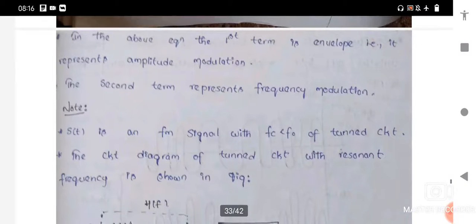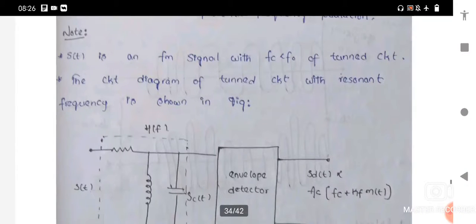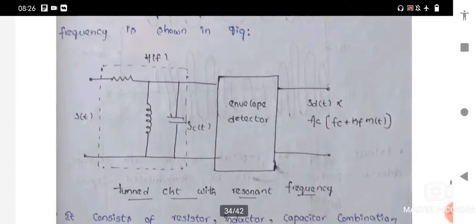Based on that equation, by observing it we have to discuss some important points: s of t is an FM signal with fc less than f naught of the tuned circuit. The circuit diagram of the tuned circuit with resonant frequency is shown in the figure. Observe this figure. Here we are using the envelope detector with the resonant frequency.